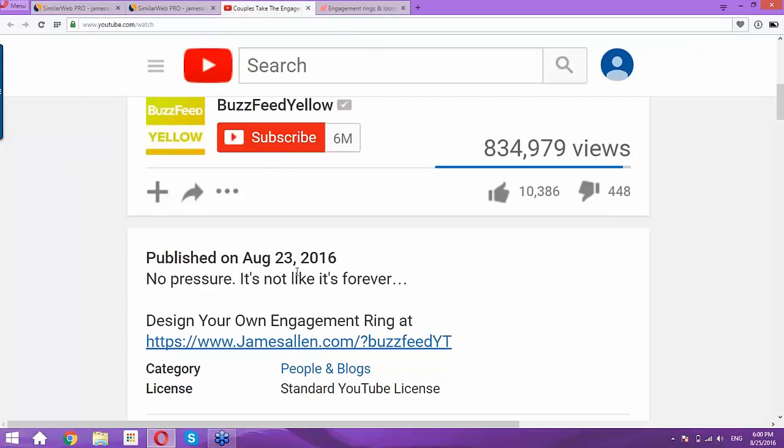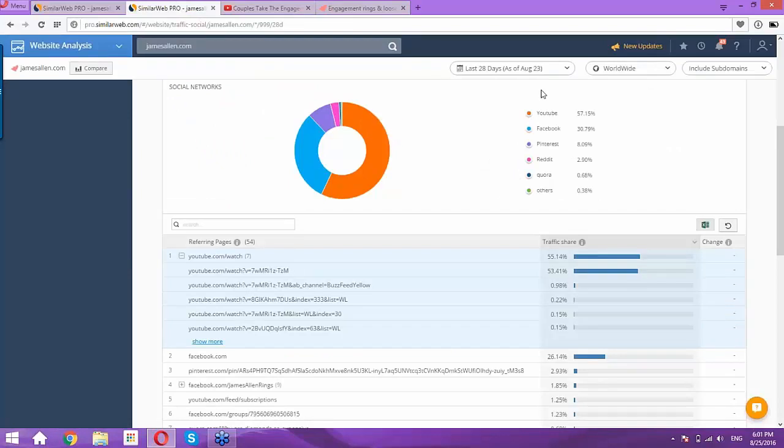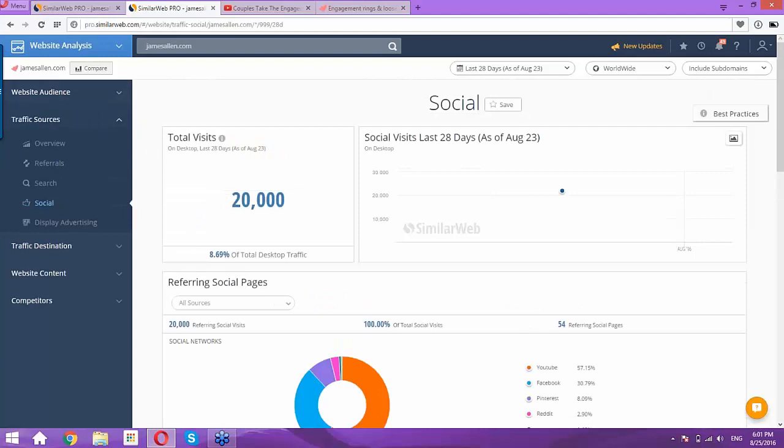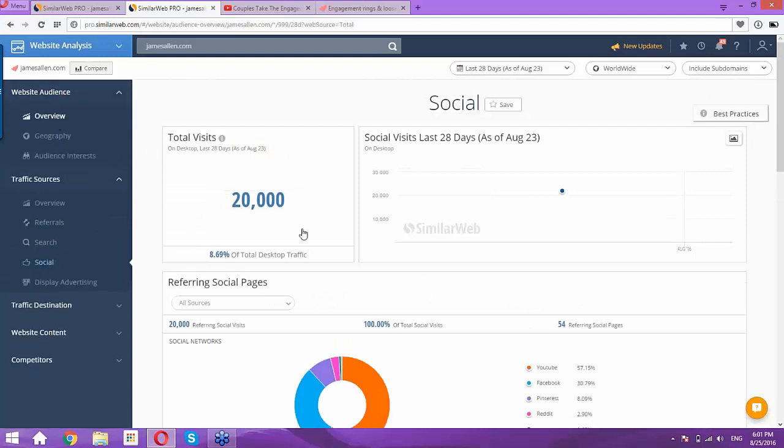Going back to the video, we can see it was actually published on August 23rd, which is the day of the spike. So even though we're analyzing the entire last 28 days, if we know this link was only published on August 23rd, we can be pretty confident that the spike in traffic was because of this YouTube video. So next, what I want to find out is what was the quality of the traffic from this YouTube video? So what we're going to do is we're going to go back to the website audience overview where we first started.